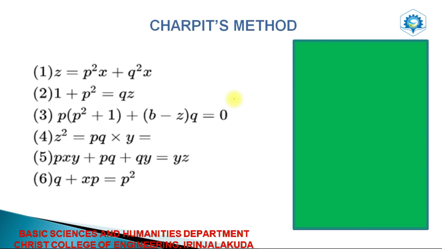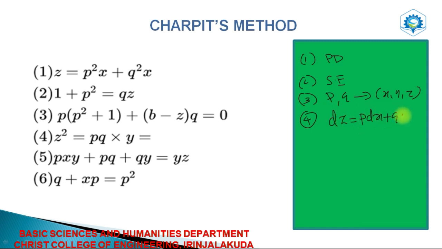Now some homework for you. While doing this homework, keep in mind that your first step is to find the partial derivatives. Second step is to find the subsidiary equation. Third step is to find P and Q in terms of x, y and z. And fourth step is to integrate dz equal to P dx plus Q dy. Note that while you integrate this one, you may use direct integration. Sometimes you have to use the grouping method, or most of the time you have to group the terms together.